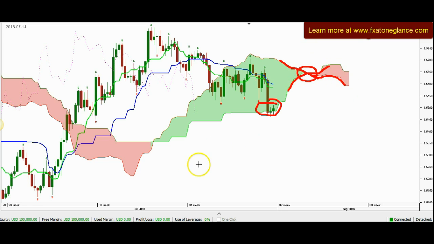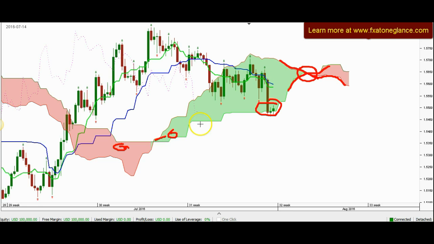People say that it doesn't matter what color the cloud is. To me it does, because if you look at the color of the cloud, you know what the bias is in the market. You know that now this is a bullish future, and when it's red, it's a bearish future. I know this is a bullish future, this is a bearish future. So that's important to know.